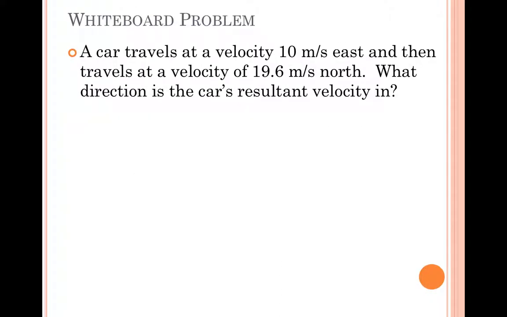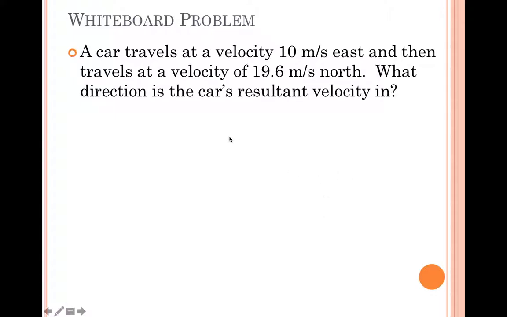Okay, this one: a car travels at a velocity of 10 meters per second east and then travels at a velocity of 19 meters per second north. What direction is the car's resultant velocity? Okay, so this is one where we have just two legs of a trip.